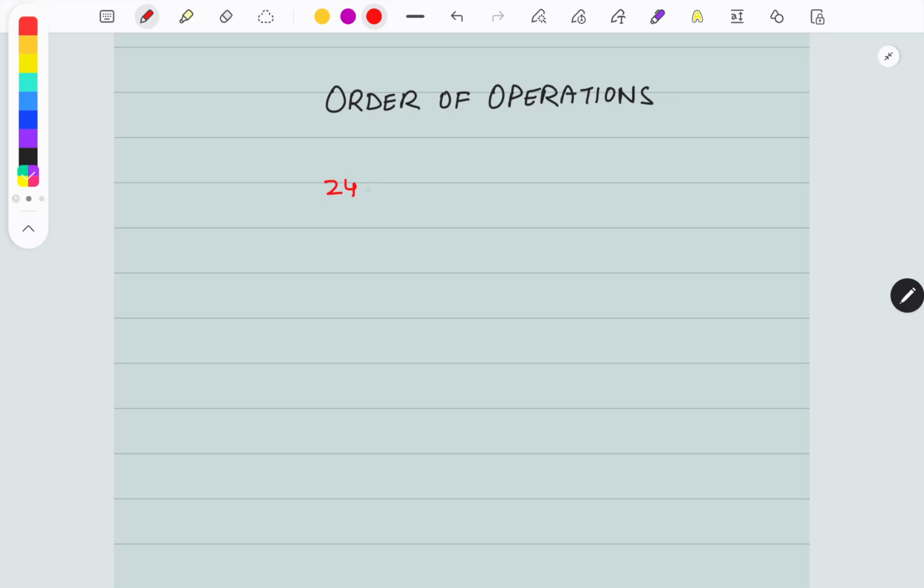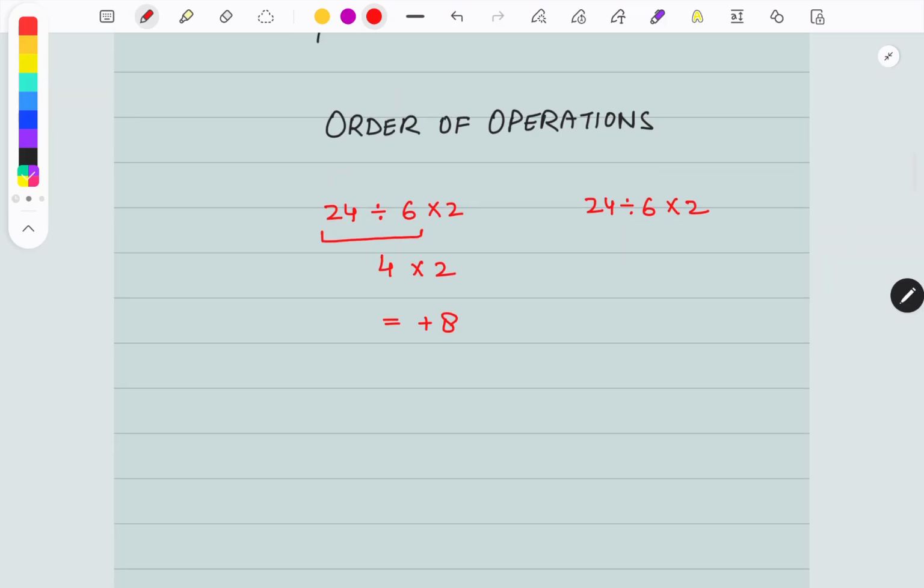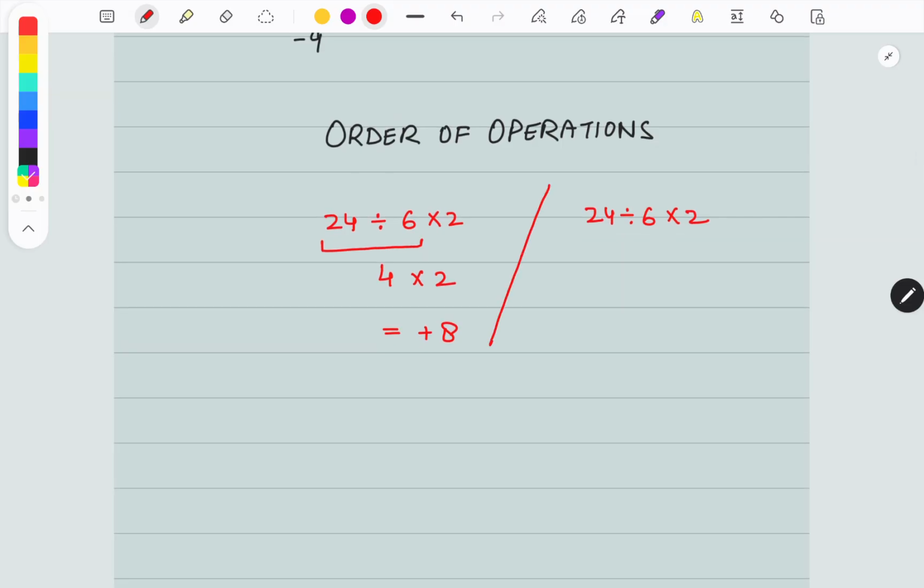Let's say in a class a teacher writes 24 divided by 6 into 2 on the board. Now there will be some children who will do 24 divided by 6 first. They will solve this part first and write it as 4 into 2, which will take them to the answer plus 8. Whereas another set of students may think that they have to solve 6 into 2 first. So what they will do is 24 divided by 12, and this will give a totally different answer of plus 2. Now which one is correct?